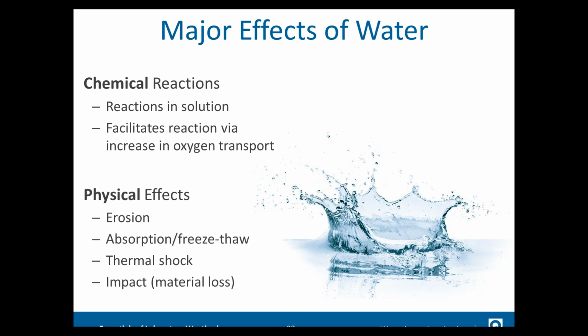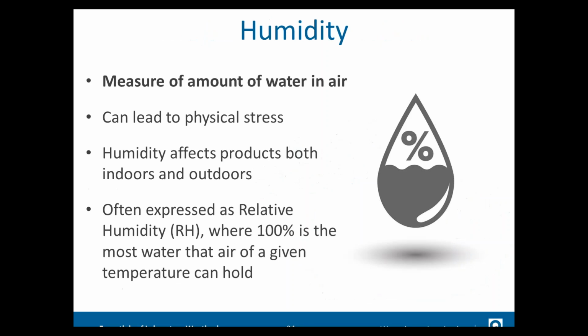So let's talk about the three ways that we characterize water. The first one is humidity. This is an important one, particularly for anything that's going to be behind window glass or an automotive interior, because it's water in the air, and all materials are going to be subject to humidity. And that can lead to physical stress on a lot of materials. The best way for us to characterize that is we use the term relative humidity. Relative humidity represents the amount of water that can be held in the air at a certain temperature. And so at 100%, that means the air is fully saturated and no additional water can be held, and that's when condensation forms.